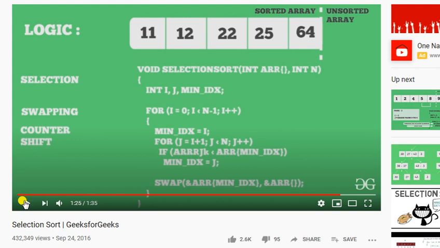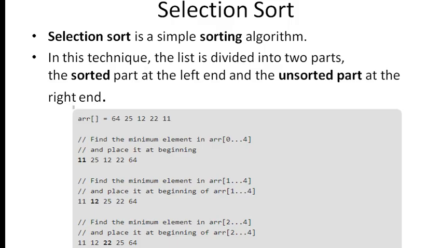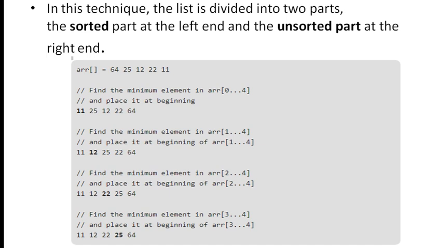This is how the sorting is done. As of now, in this technique, the list is divided into two parts: the sorted part at the left end and the unsorted part at the right end, as we saw in the video. Let's see an example. Here there is an array of 5 elements: 64, 25, 12, 22 and 11, as we have seen in the animation.